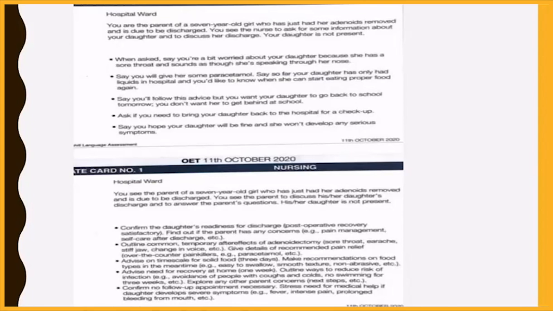See, why are the other fairies keeping quiet? Can't you all talk? Okay, then I'll say, definitely, I think I'll give her some paracetamol. But see, I have another concern because my daughter has only had liquids in the hospital for the past few days. So I would like to know when she can start having proper solid food again. What do you tell about that?